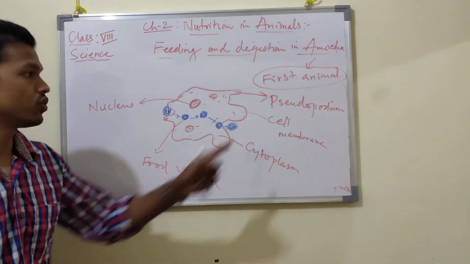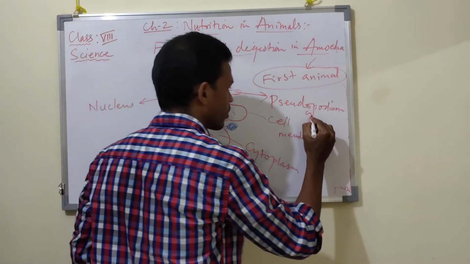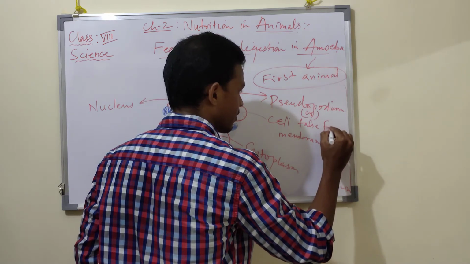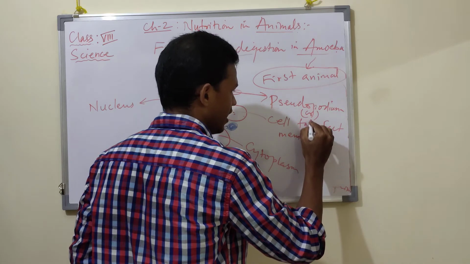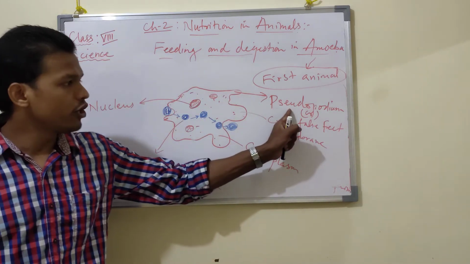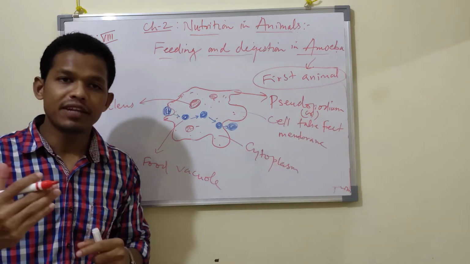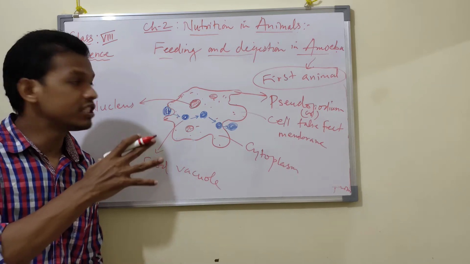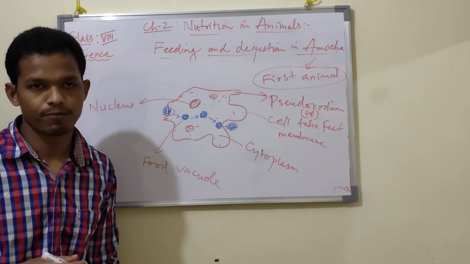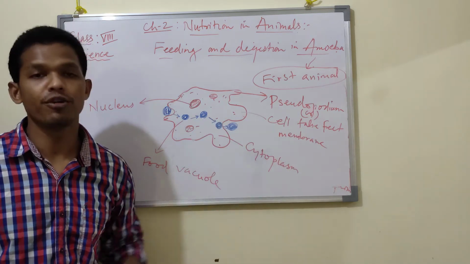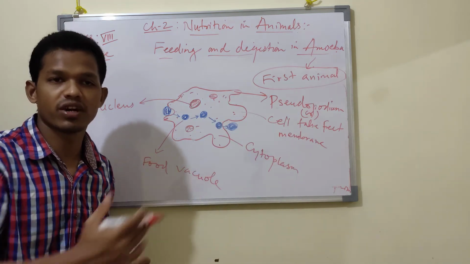Pseudopodia, or we can say false feet. F-A-L-S-E, false feet. This pseudopodia or false feet helps in the movement of this amoeba. These amoebas are found in pond water. They will move from one place to another.